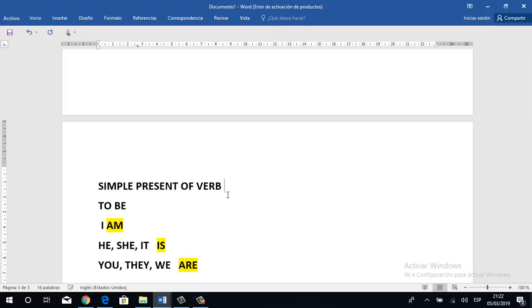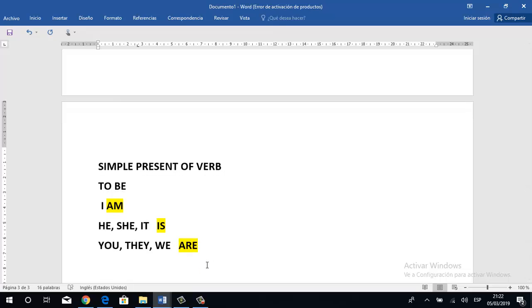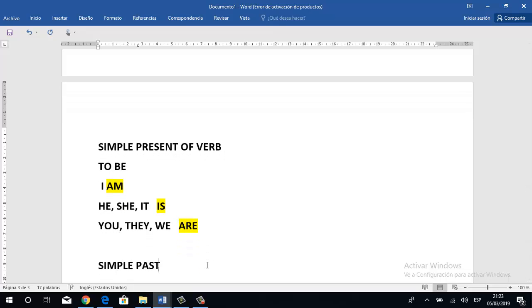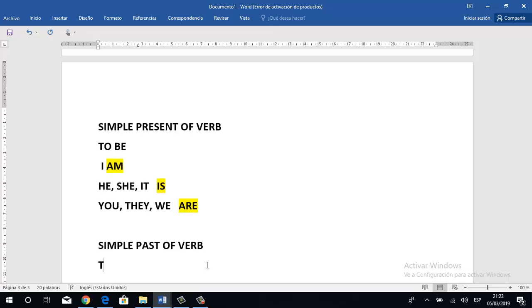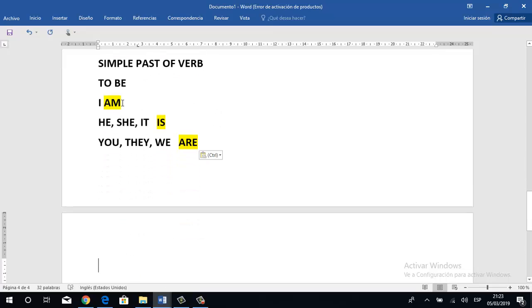Now we're going to just transform it into the simple past of the verb to be. So it's almost the same. So that's where we're going to copy it. The only thing you have to do is now to replace. Instead of having I am, now we're going to say I was. Instead of having he is, she is, or it is, we're going to have was. He was, she was, it was.